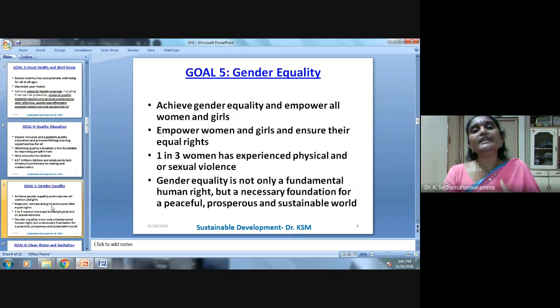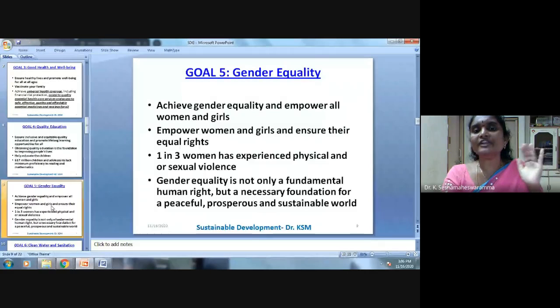Next goal is gender equality. Everywhere we are thinking both girl and boy are equal. Well, we are pronouncing it, we are giving speeches, but still there is gender inequality in many places. To achieve gender equality and empower all women and girls, and ensure their equal rights. See the pathetic situation: even though women are highly educated, 1 in 3 women has experienced physical and sexual violence. Still, see the situation, where is the education, where is the quality education?